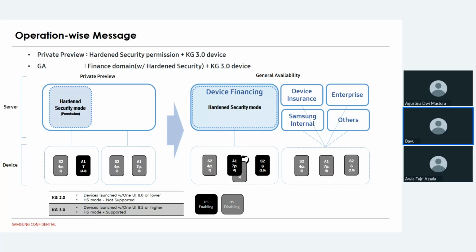So while the S24 remains on the KG 2.0, the upcoming models like S26 and A17 will support the KG 3.0 and the enhanced security feature as I already discussed before. So this roadmap ensures that any financing partner has the most robust tool available to protect their asset or their financing campaign or program with their customer.